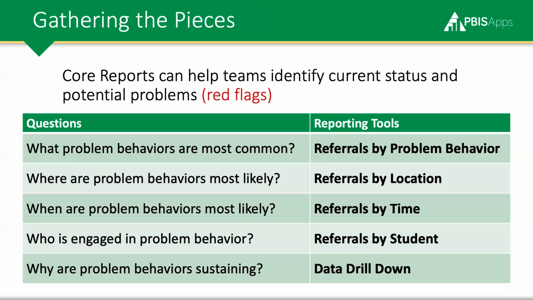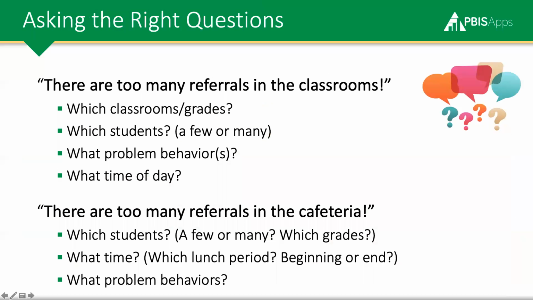There is no perceived motivation report, because the perceived motivation is going to look different depending on the context of the problem. So that's why we use that drill down feature in SWIS to answer that question: in this particular context, once we know the problem behavior, location, time, student, why is it happening? Why is this problem behavior happening in this context? So in SWIS, they use this drill down feature to answer that why question.